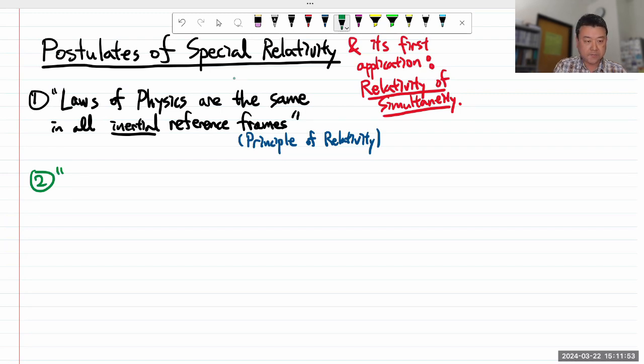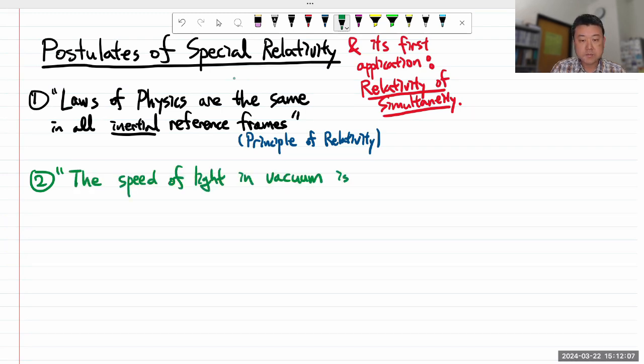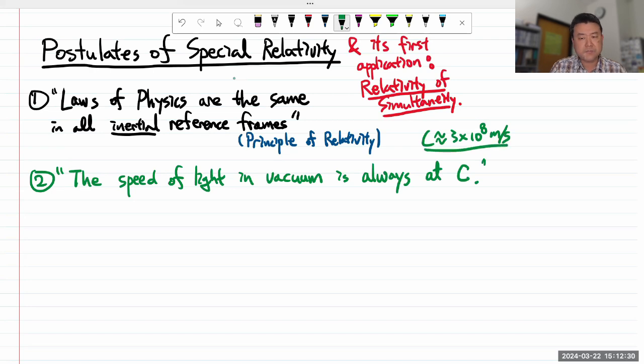The speed of light in vacuum is always at a constant value that we have given the letter c to. c is approximately 3 times 10 to the 8 meters per second. And I think maybe if we want to emphasize, you might emphasize it this way: it's always at c in all inertial reference frames.